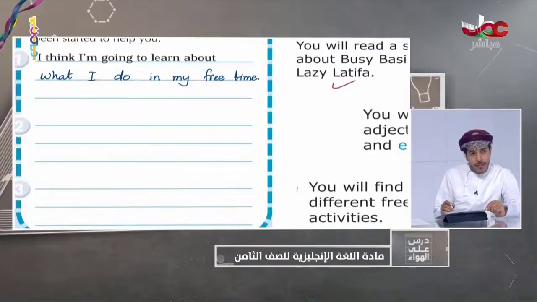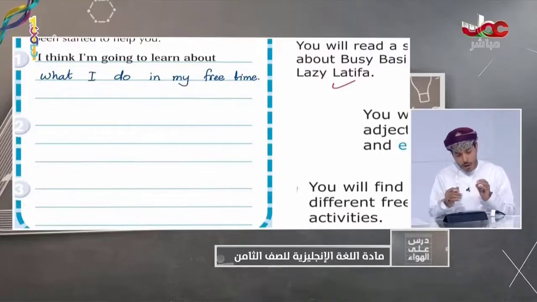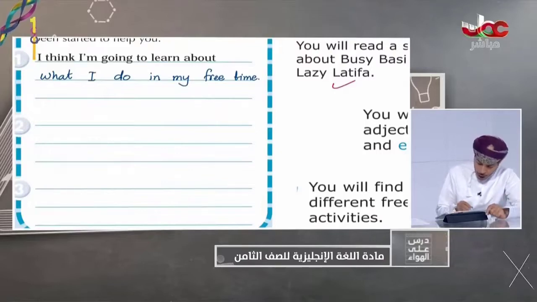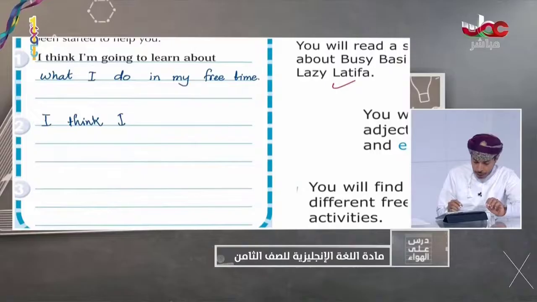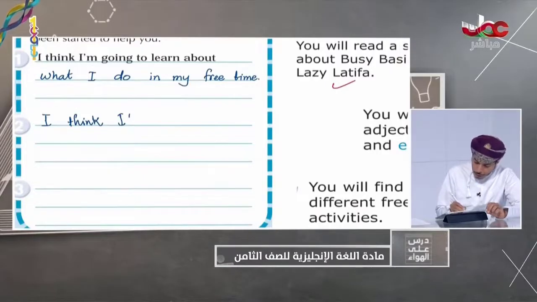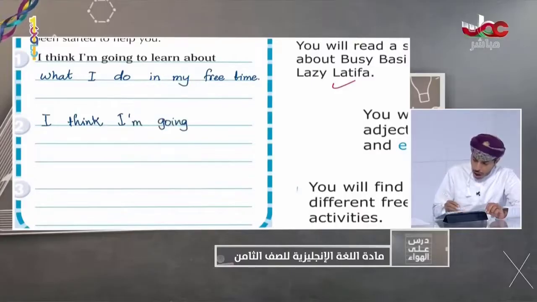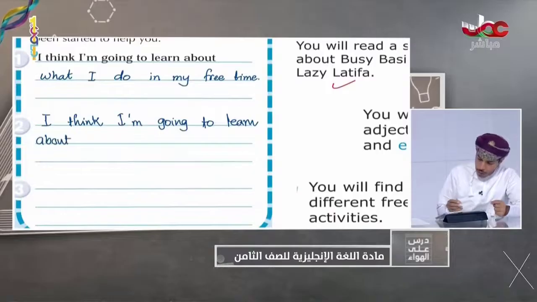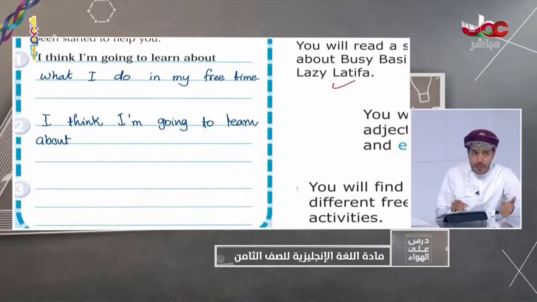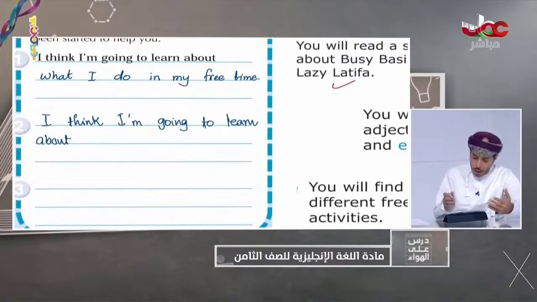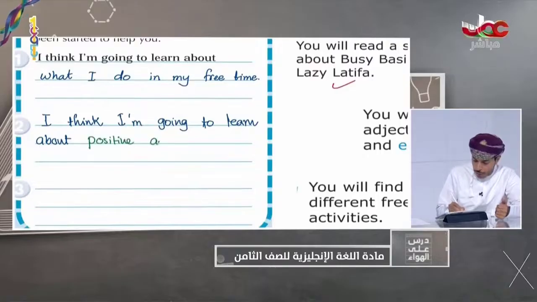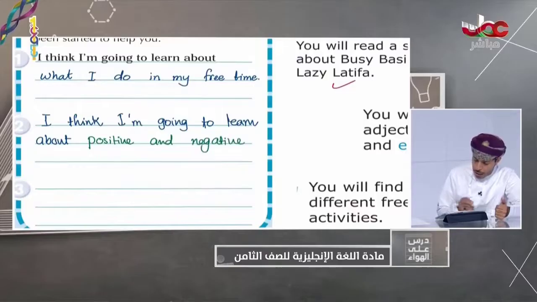Can you develop your own sentence? Try to think about it. Okay, if you can't, you can look at the second one. And also you can benefit from this sentence. Also you can write like this one, for example. I think, the same beginning, I think I'm going to learn about, for example, what? About positive and negative adjectives. Remember, excellent, interesting. Okay, so we can write like these ones. So to learn about positive and negative adjectives, for example.